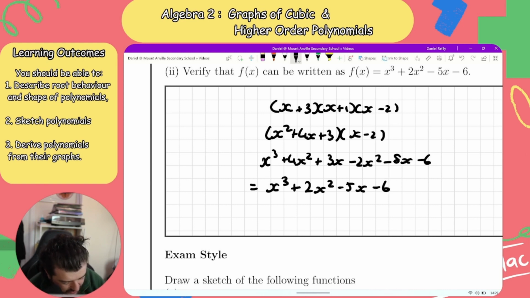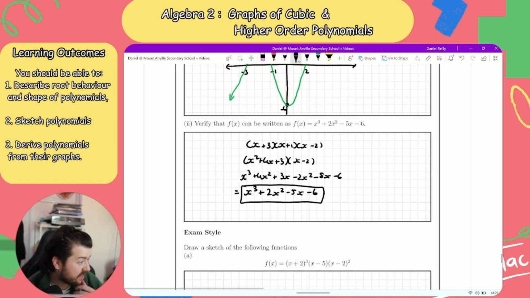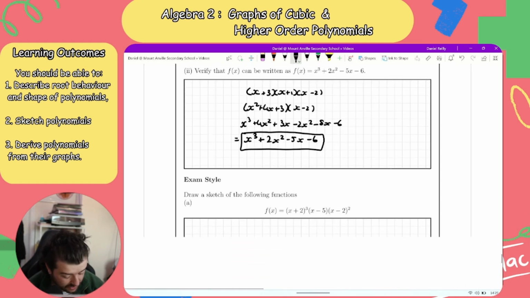And would you look at that? It does equal it. Bada boom, bada bing. I verified. Just multiply it. Easy peasy, lemon squeezy.